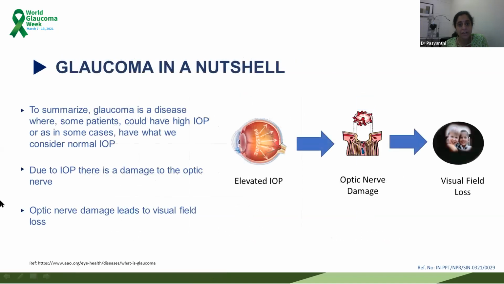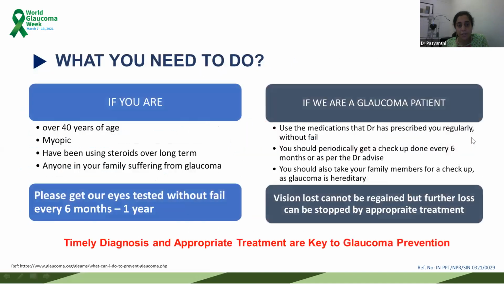So in a nutshell, it is a disease where there is an increase in intraocular pressure that is damaging the optic nerve and thereby causing the loss of field of vision, that is, the side vision is lost. So what you need to do is, if you are more than 40 years of age, or if you have high minus power glasses, or you have been using steroids for a long term because of any other medical condition, or any of your family have glaucoma, please get yourselves tested without fail every 6 months to 1 year.